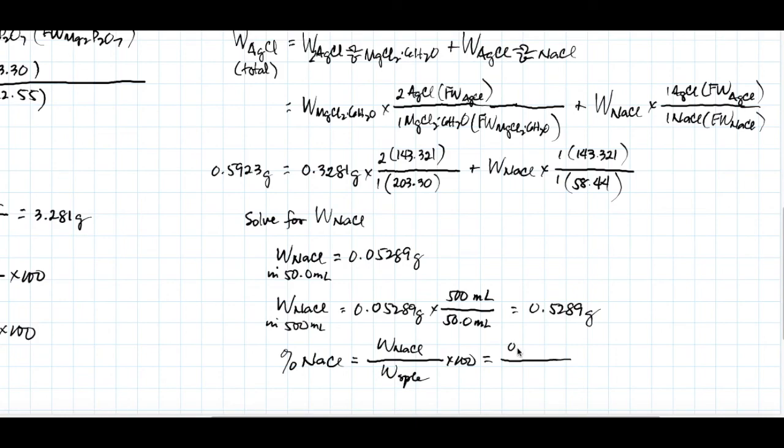That is equal to 0.5289 grams over weight of the sample is 6.881 grams times 100, and that will give us about 7.686%. Okay, and so that's how you solve a problem involving two analytes and you have two products.